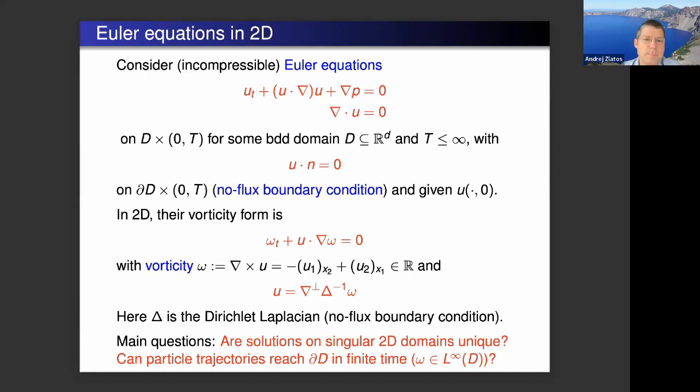Okay, so 2D Euler equations, and so they are here. U is the velocity, and P is the pressure, and we're on some bounded domain, and here it's written in R^d, but I'm talking about 2D, and of course there is the usual no flux boundary condition, so the fluid doesn't flow through the boundary, it flows tangentially to the boundary.